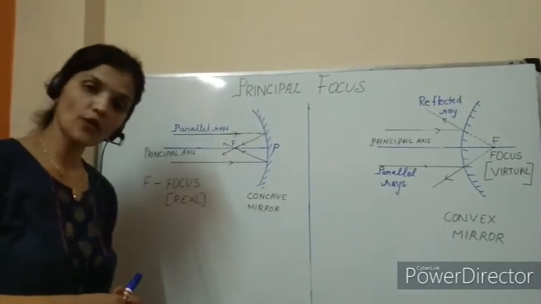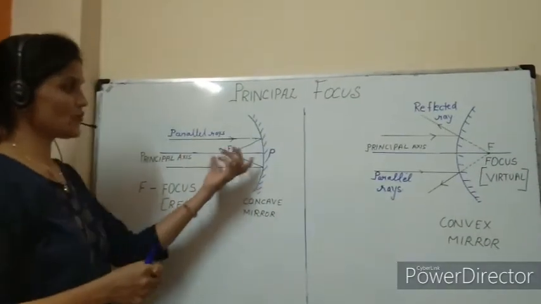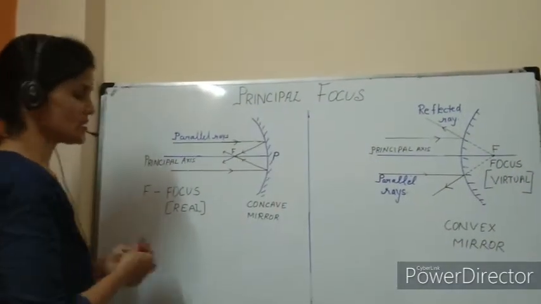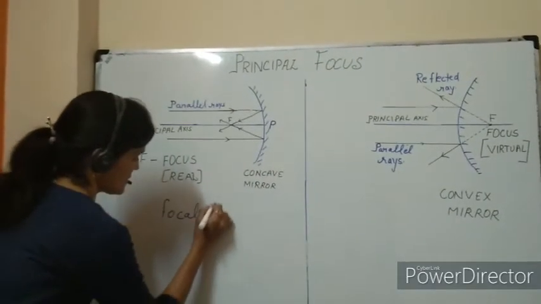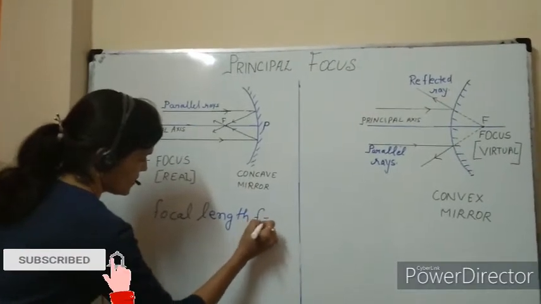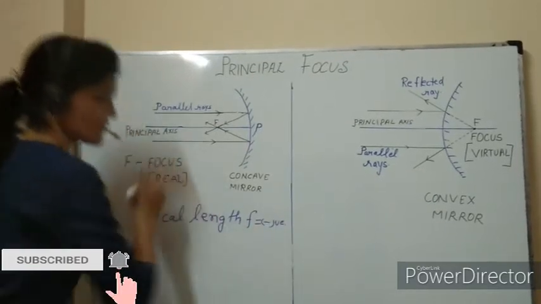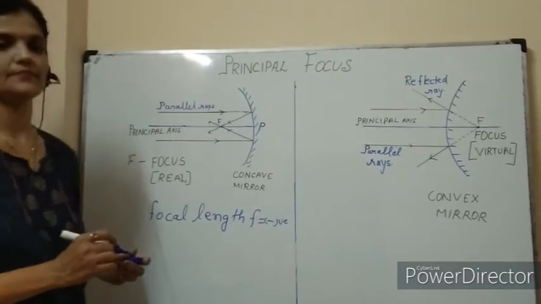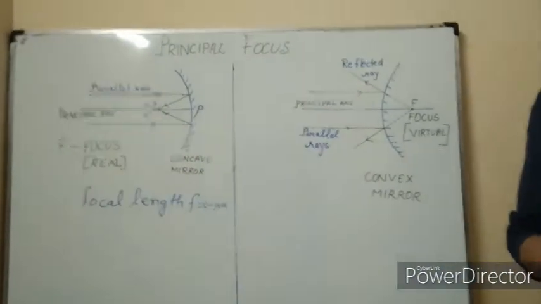The distance of this point, the focus, from the pole is called the focal length, and the focal length f for a concave mirror is negative. Now we are going to see about the convex mirror.